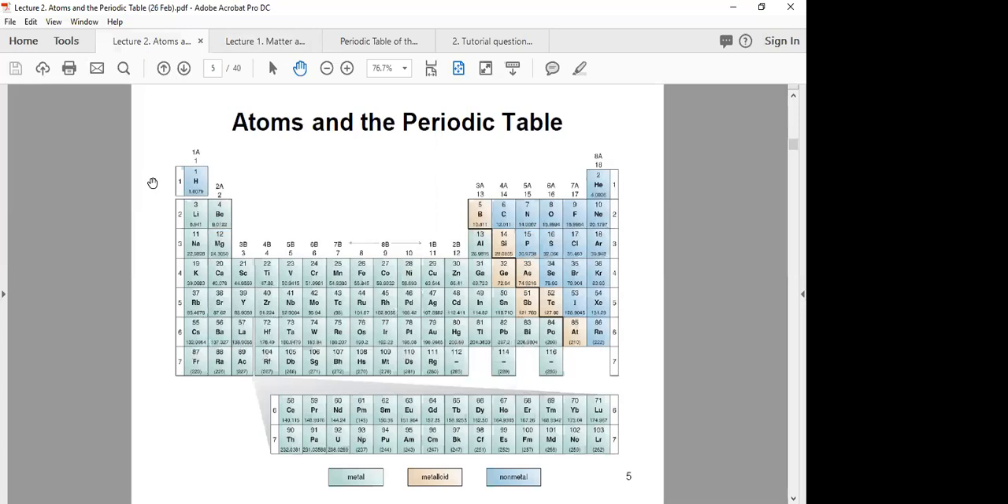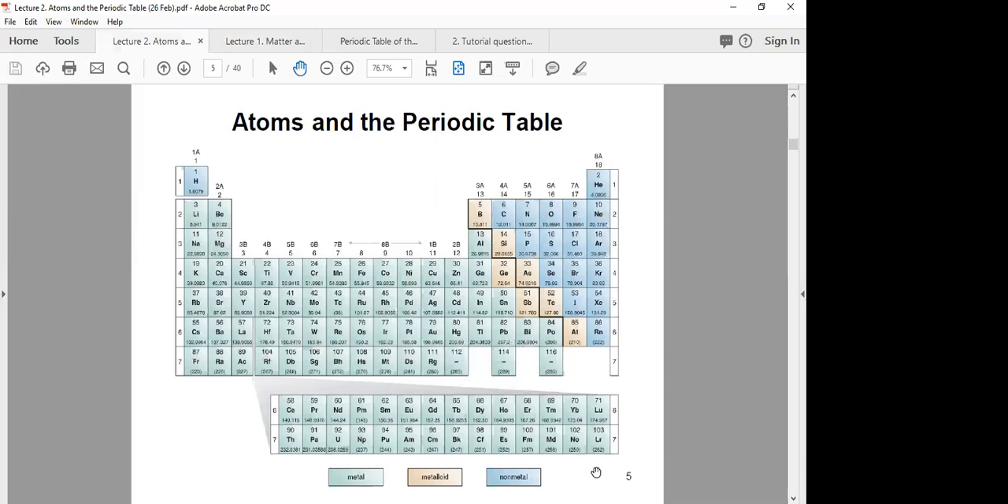Period 1. Period 2, the second row, contains lithium, beryllium, jump across, and period 2 also contains these elements here. Okay, row 3, and of course we say period 3, contains the elements across there, and so on. Okay, so that's groups and periods, and that brings me to this box down the bottom here.